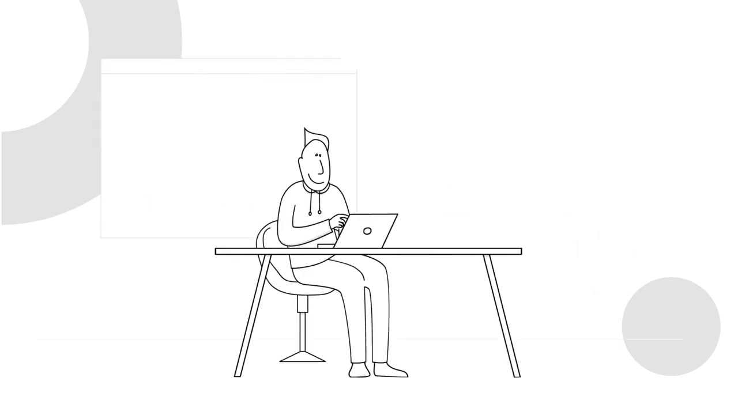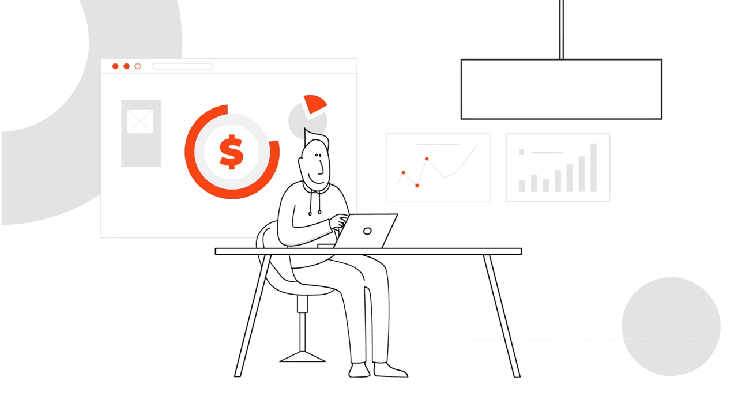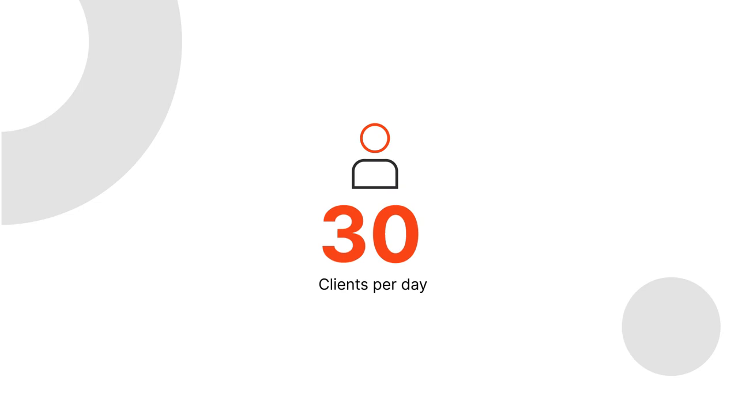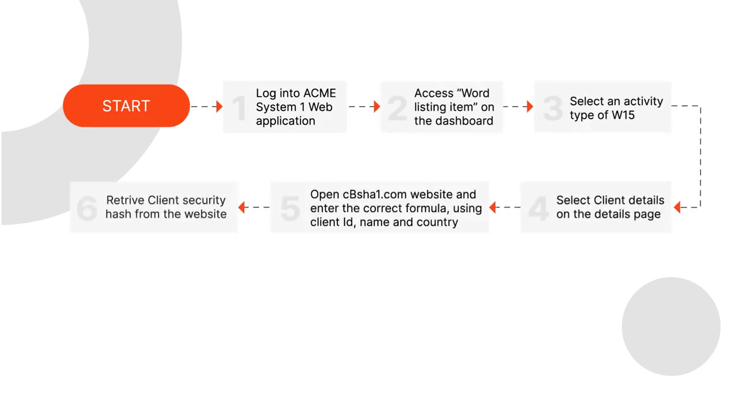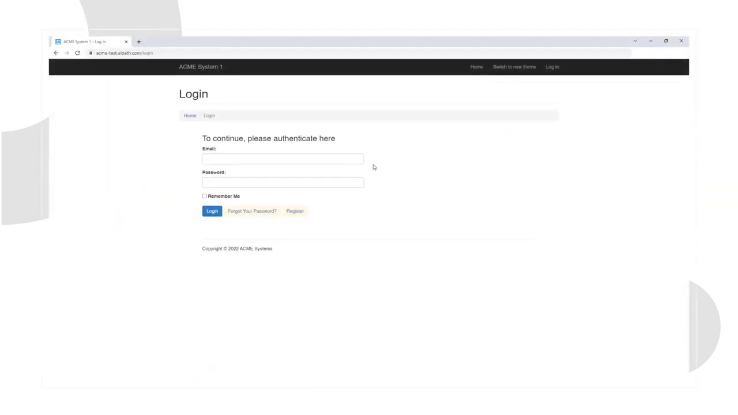has selected a process for automation as part of the larger project initiative conducted by its finance and accounting department. Currently, each day the finance and accounting team needs to generate a security hash code for each new client based on their personal information. They have as many as 30 clients per day, and it takes around 3 minutes to generate each code. The detailed process map lists all the steps of the as-is process. Let's look closer at how it's done.